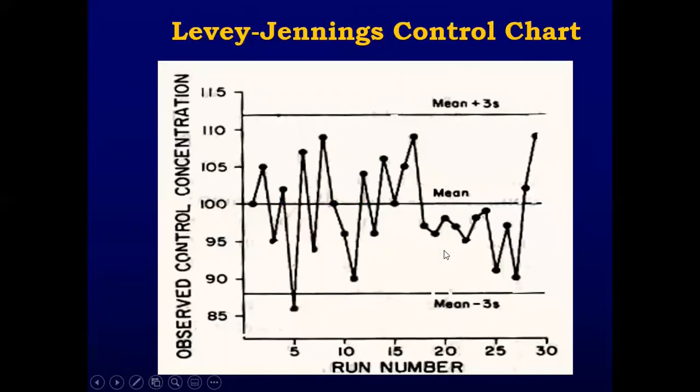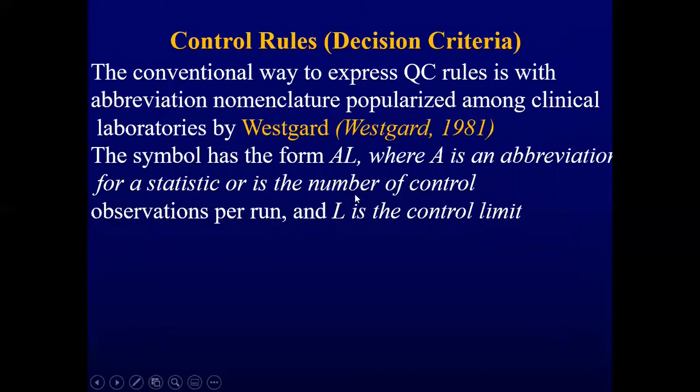So this is the Levey-Jennings chart, and this is the mean, and this is the upper limit, mean plus 3 standard deviation, and this is the lower limit, mean minus 3 standard deviation. And we can also use lines in between for 1 standard deviation and 2 standard deviations, both above and below the mean.